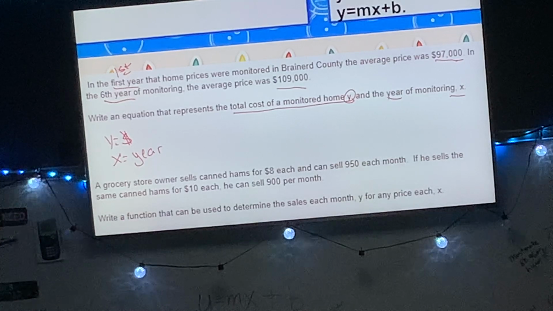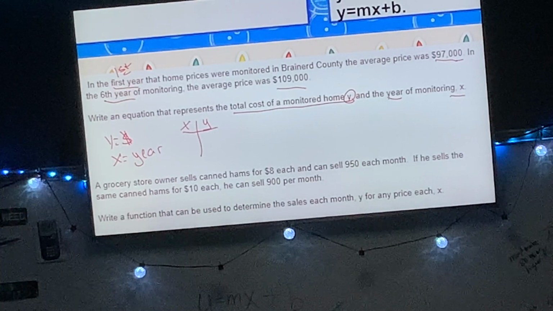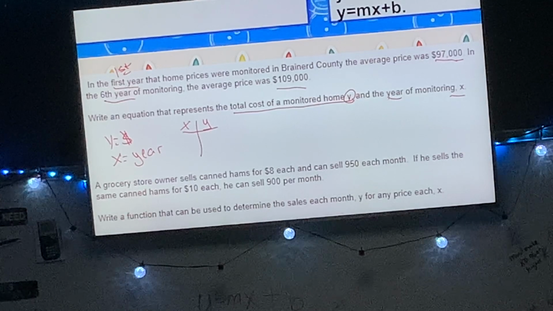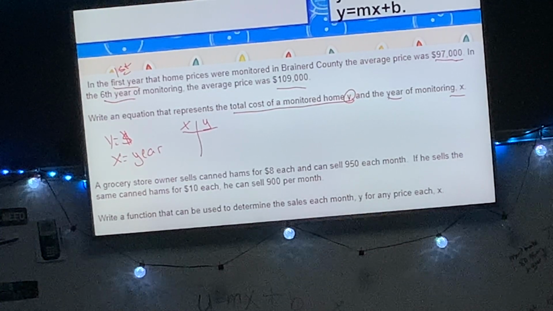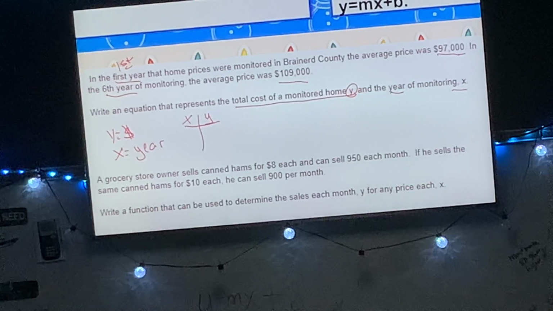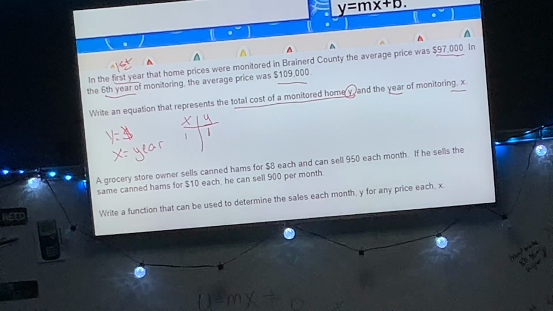So now we're going to make a table. And remember, when we make a table, our X's come first, our Y's come second. So that's why you have to read that bottom part and write what is your X and what is your Y. So in the first year, that would be 1 right there.